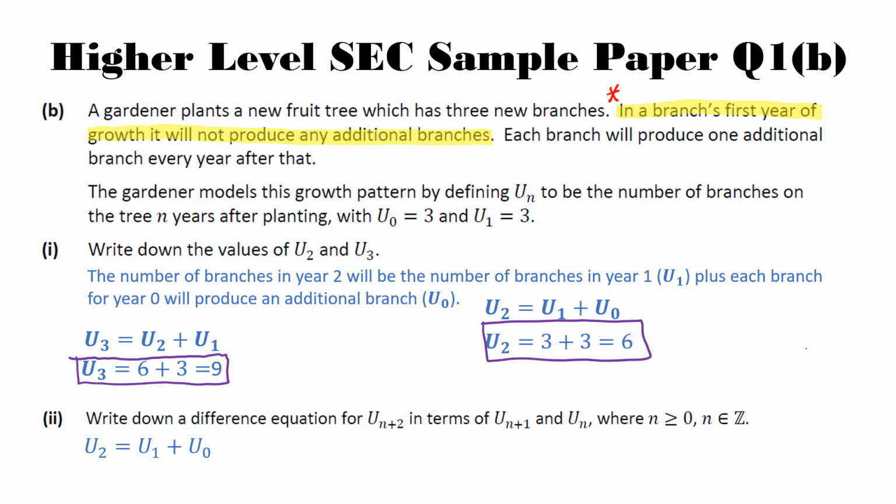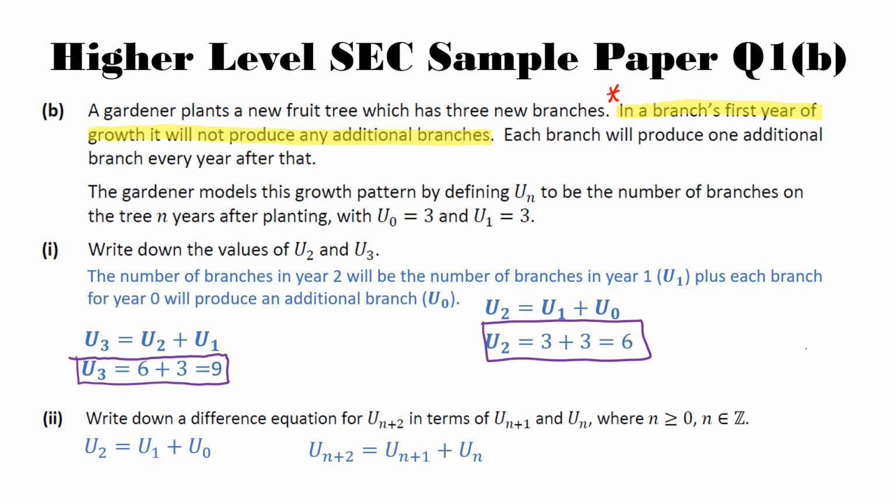So we know that u2 is equal to u1 plus u0, so we can generalize that to say un plus 2. So whatever we have, the number of branches we have now is equal to un plus 1, so the branches that existed in the previous year, plus every branch that existed 2 years before are now going to create new branches, which is going to give us plus un.